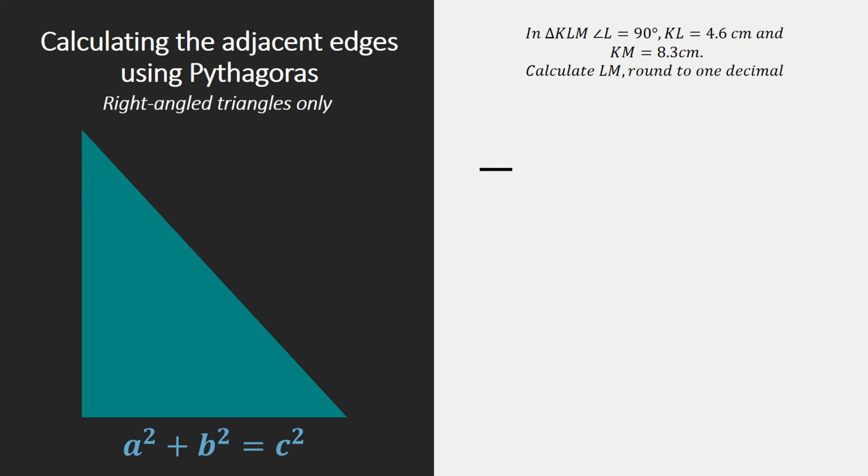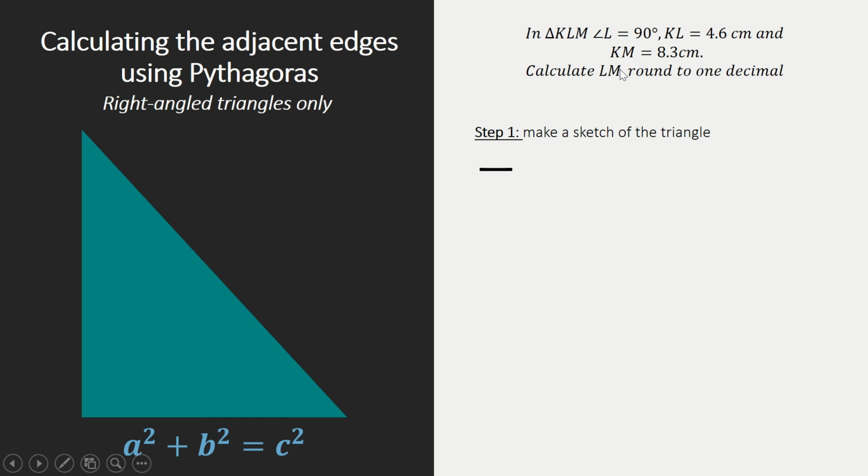An example: in triangle KLM, angle L equals 90 degrees, KL equals 4.6 centimeters, and KM equals 8.3 centimeters. Calculate LM. I'm so sorry, round to one decimal.